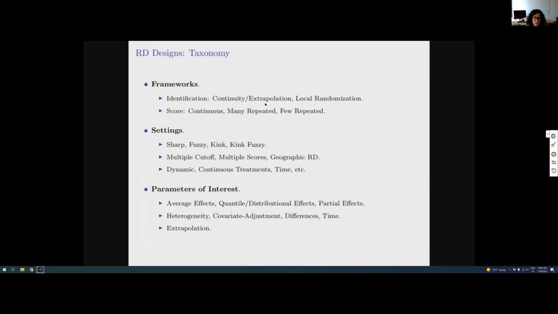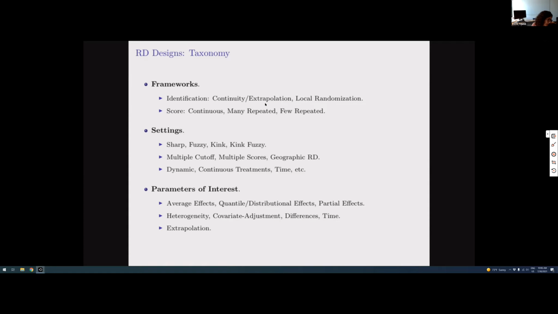But like in any other causal inference setting, we can think about quantile effects or distributional effects, and we can think about partial effects. We can also think about heterogeneity by subgroups and subpopulations, and we can think about generalizing the parameter of interest and talking about extrapolation, which, if we have time, we'll discuss later.